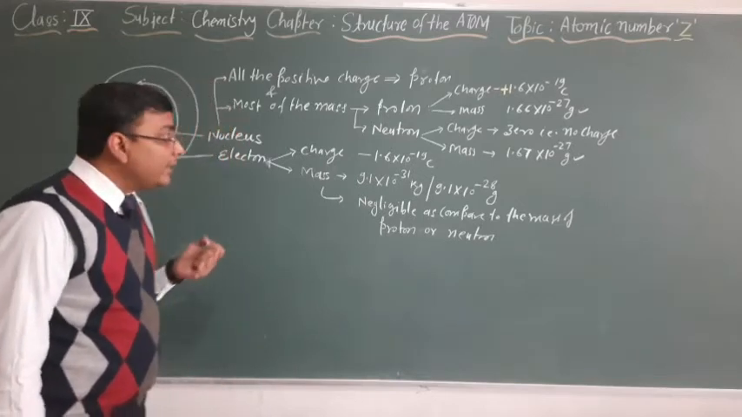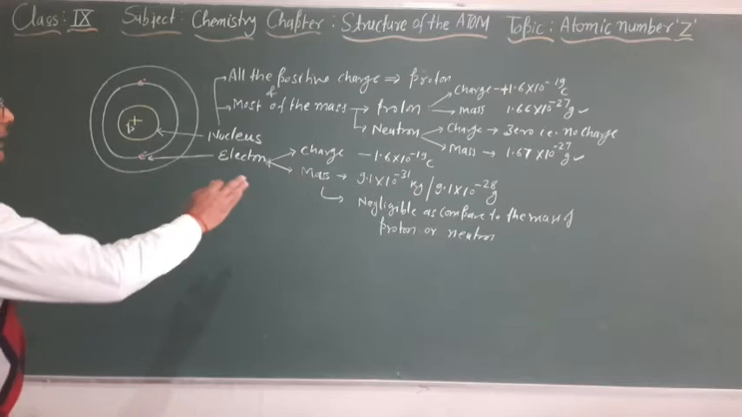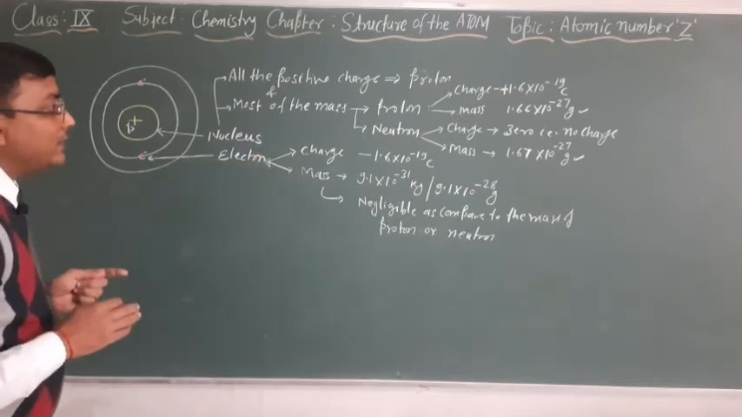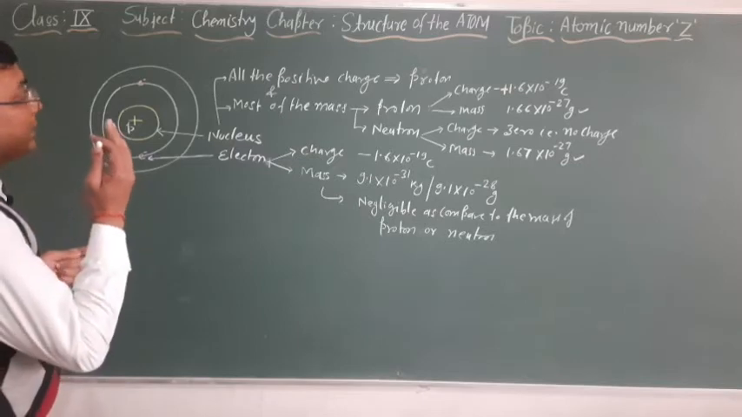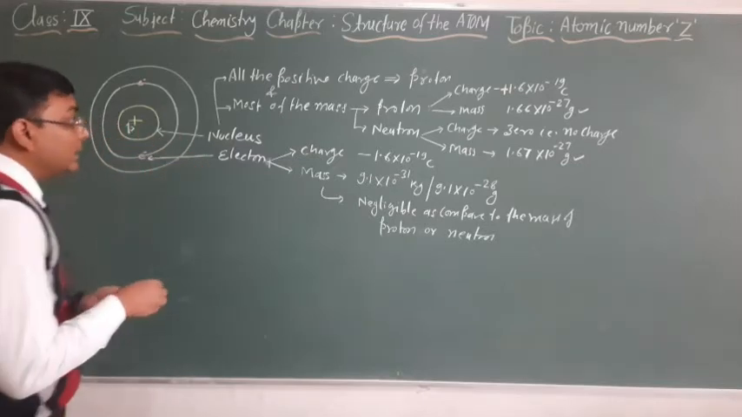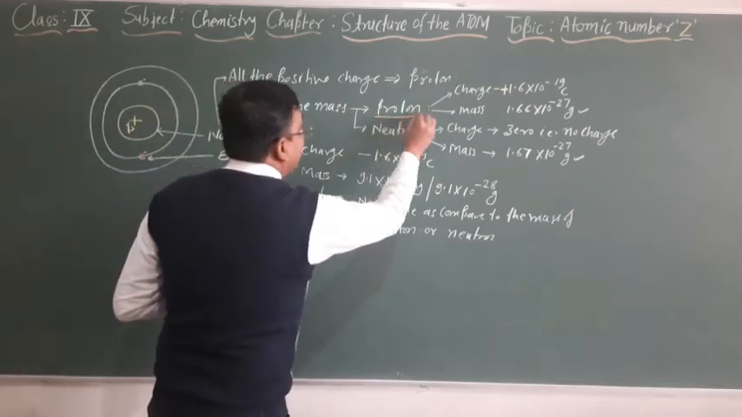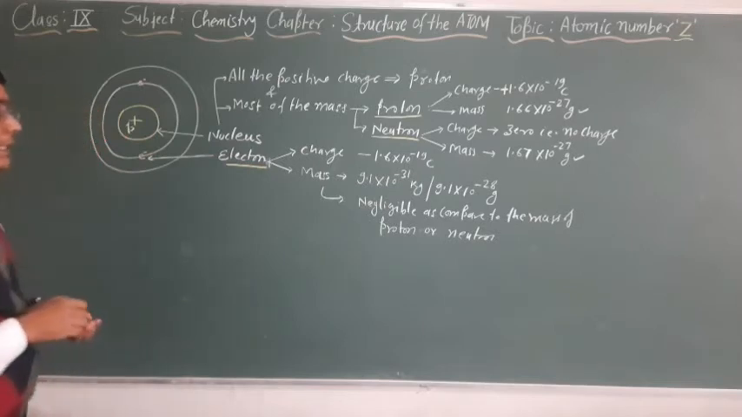That's clear. So these are the structure and the values of the charges and masses carried by the particular fundamental particles: proton, neutron and electron, right?